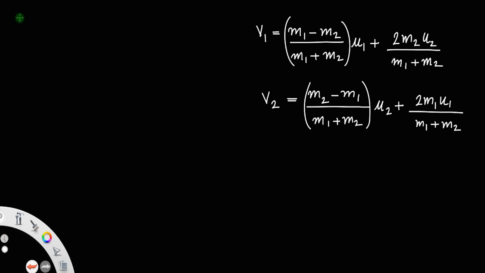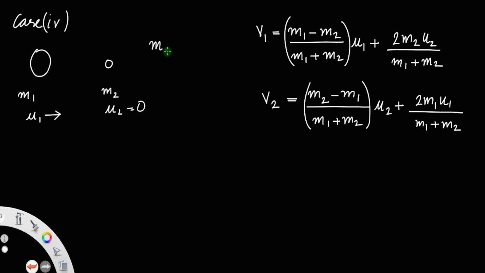Now let's take our fourth case, case 4. This time a massive body is colliding with a light body. Here m1 is the mass of the massive body and m2 is the light body. The massive body is coming with a velocity u1 and the light body is at rest. u2 is equal to 0. Clear? So m1 is very much greater than m2. So in this case, m2 can be approximated to 0.